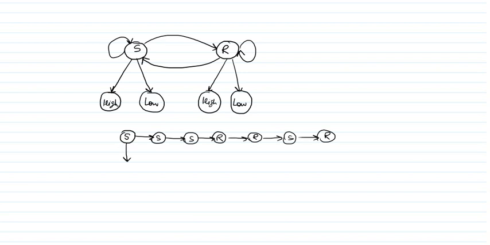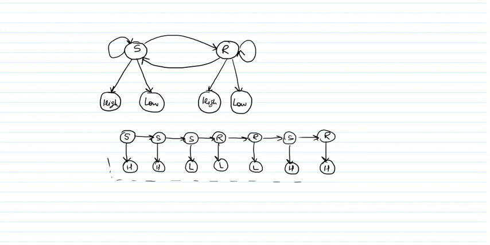This is high. The next day it is observed as high, the next day it is observed as low, the next day low, the next day low, then on this day it is observed as high, and on this day high. So these are the observations.